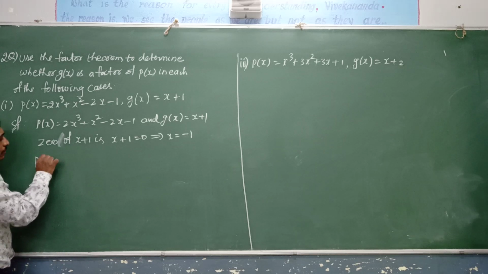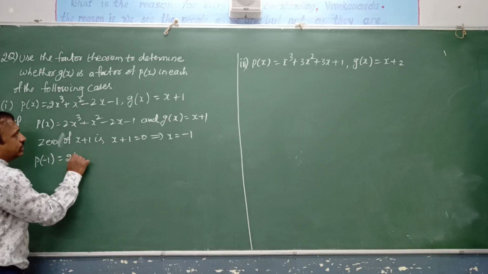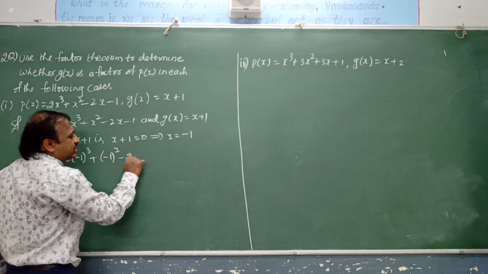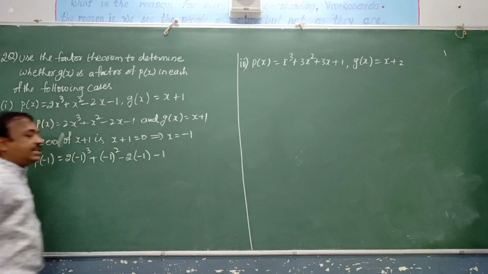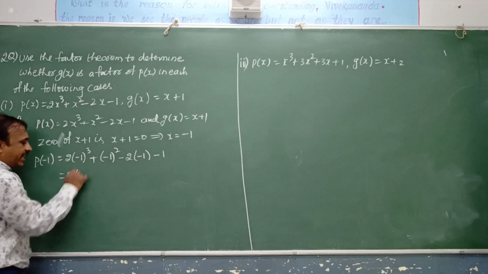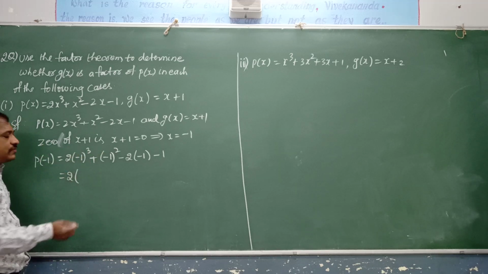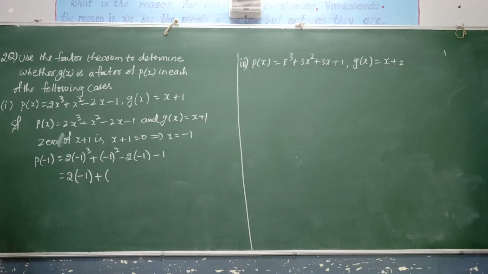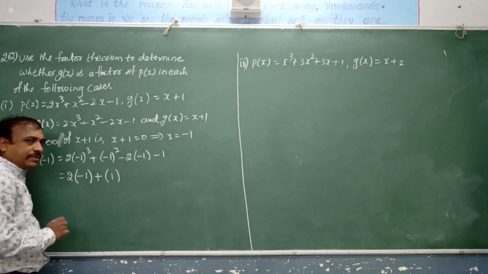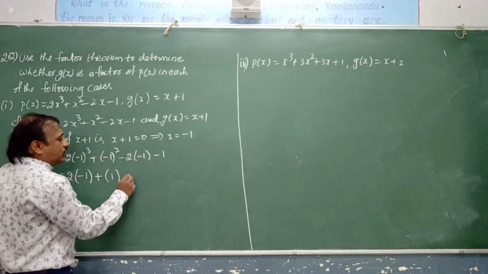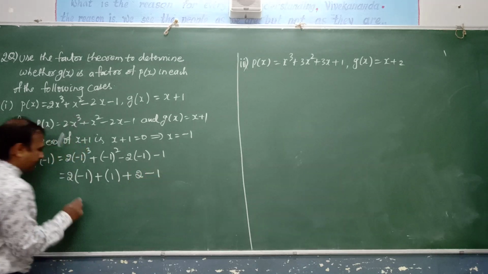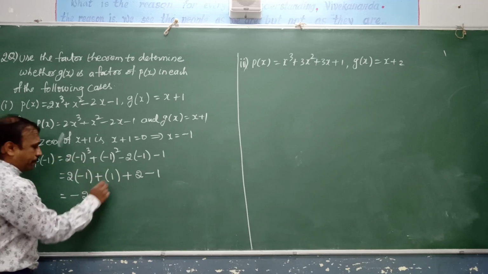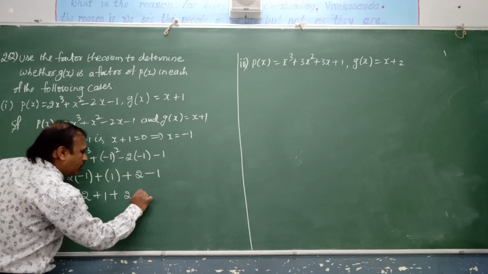So p of minus 1 is equal to 2 into minus 1 whole cube plus minus 1 whole square minus 2 into minus 1 and minus 1. 2 into minus 1 whole cube, minus 1 into minus 1 into minus 1, which will give you minus 1, plus minus 1 whole square, minus 1 into minus 1, which is plus 1, minus into minus plus 2 minus 1. 2 into minus 1 is minus 2, plus into minus minus, then plus 1 plus 2 minus 1.